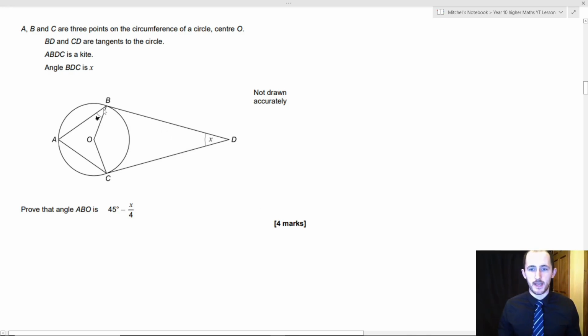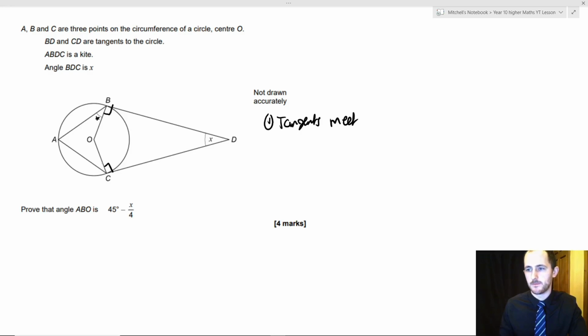The first one is that if you have a tangent and a radius, they meet at 90 degrees. Okay? So that's a circle theorem. If you want me to write down the circle theorems, actually let's write it down, right? So tangents meet radius at right angles or 90 degrees. Okay? That's just one of the circle theorems. So I can work out what this is.